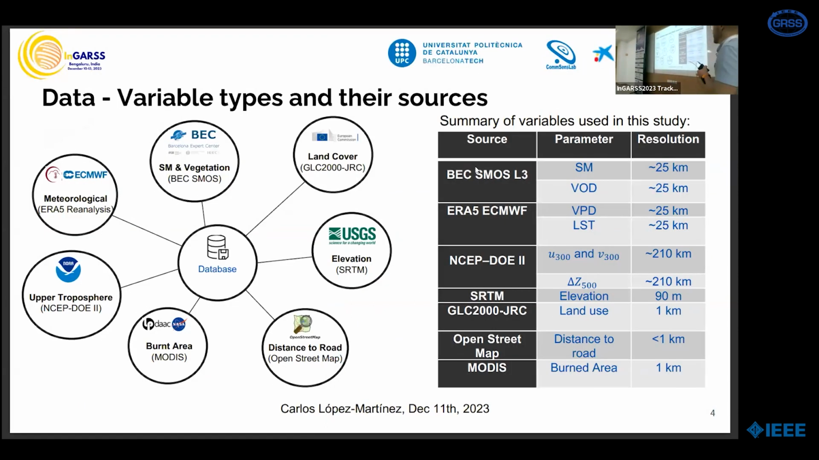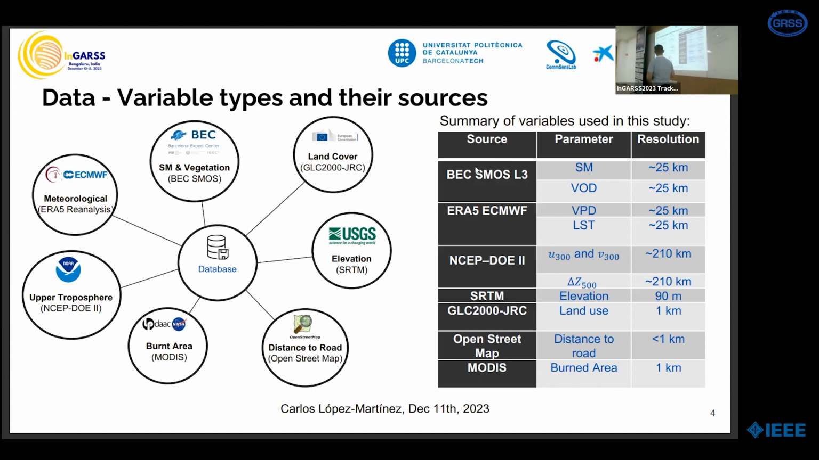Okay, so which data have we used? First of all, from MODIS, we have used the extension of the fire. This is a classical variable. To study the jet stream, we have used the upper atmosphere variables obtained from NOAA. And apart from that, we are using other variables that are of course affecting the extension of the wildfires. We are using meteorological data from the ECMWF, the European Centre for Medium-Range Weather Forecasts, the institute in Europe for climate studies.